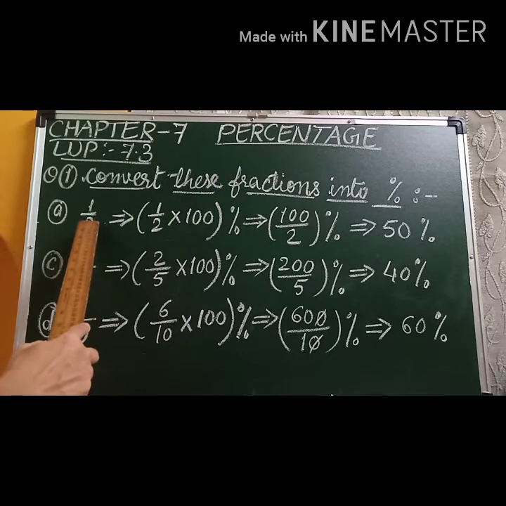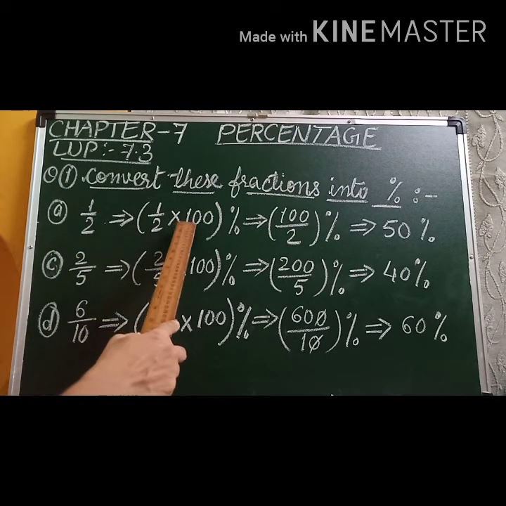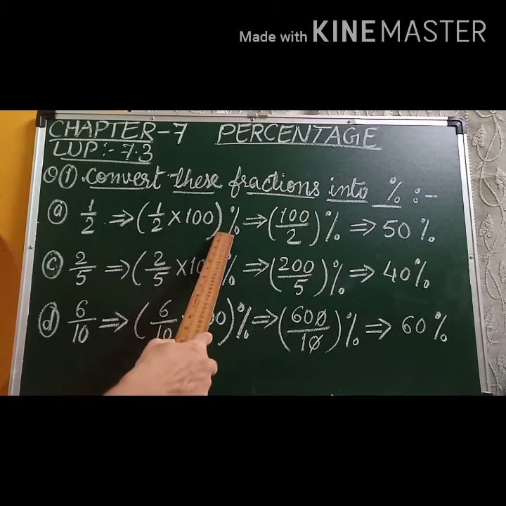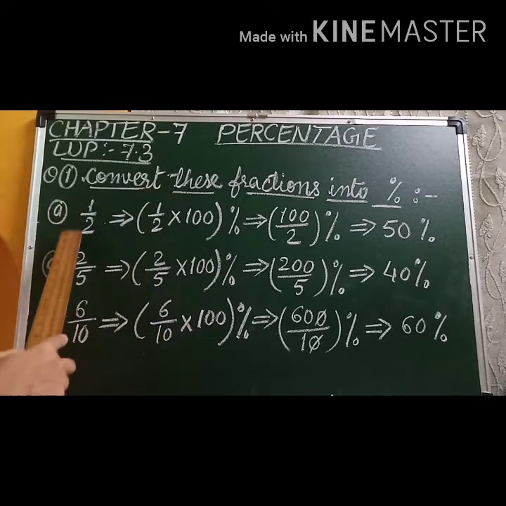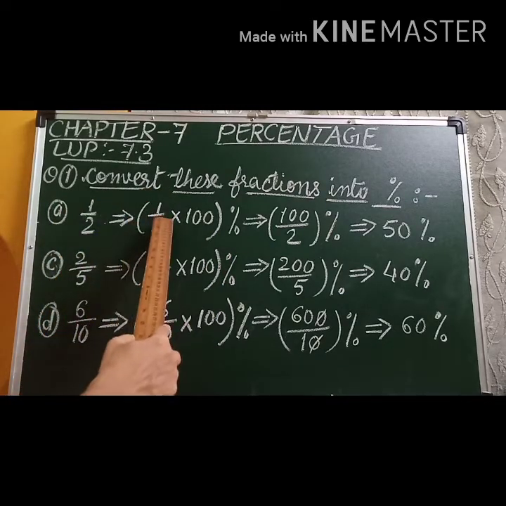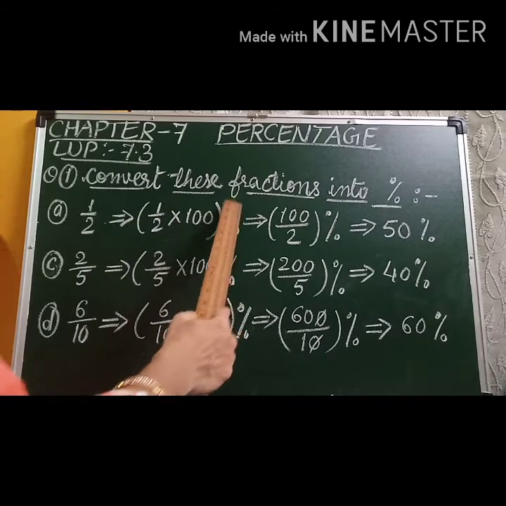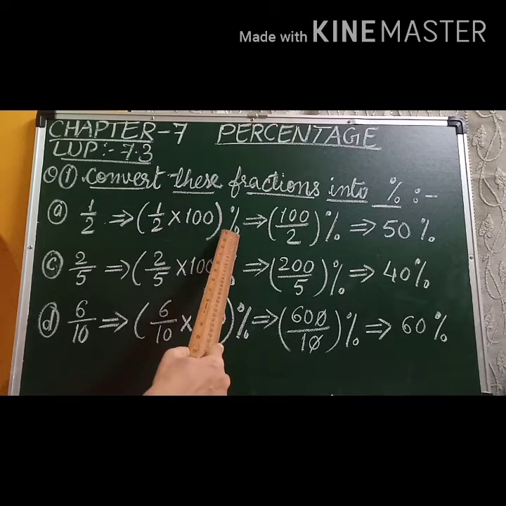First of all, we have to follow two steps. First of all, we have to multiply the given fraction by 100, and in the second step we have to put the sign of percentage. So here 1/2 is given, so 1/2 multiplied by 100, and we put the sign of percentage.